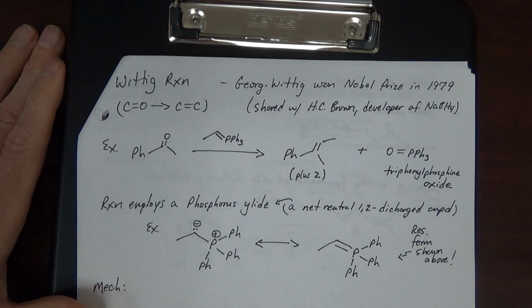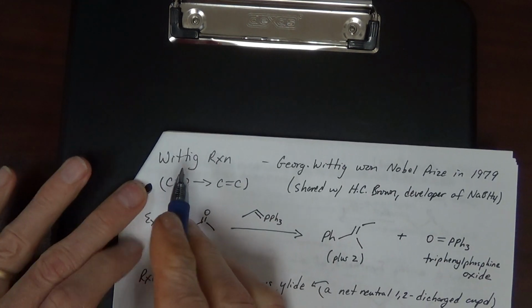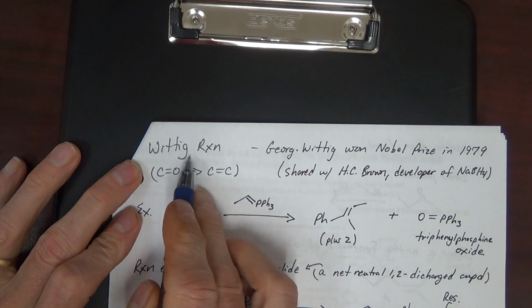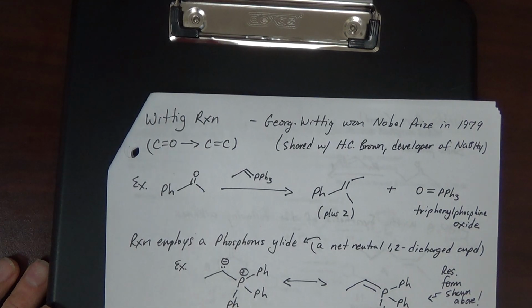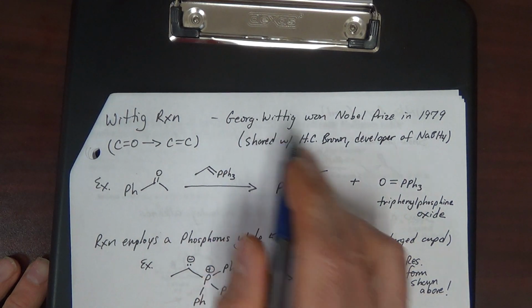Hi guys, in this video I will cover the Wittig reaction. It's spelled with a W, W-I-T-T-I-G. Looks like Wittig, but it's pronounced Wittig. German chemist by the name of George Wittig developed this reaction.